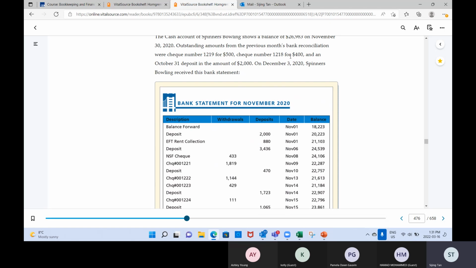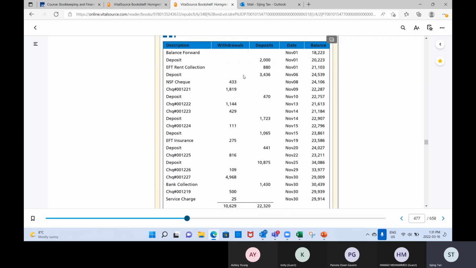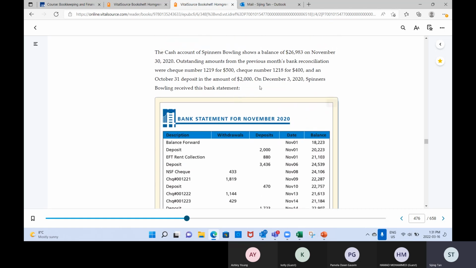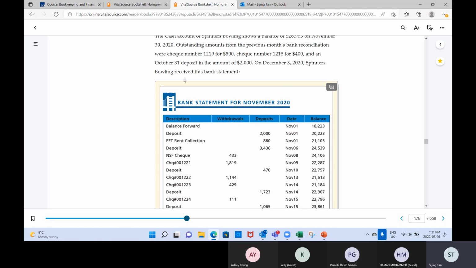Now the check number 1218 for $400, is it in there somewhere? $400? No. So we need to add this one in. The outstanding check number 1218 will still affect our current bank reconciliation. Then the October 31st deposit in transit of $2,000, does it show in there? Yes. So the end of October's one shows in our November $2,000. So we do not need to care about this amount anymore. The only thing we need to include in the current bank reconciliation is this $400, right?